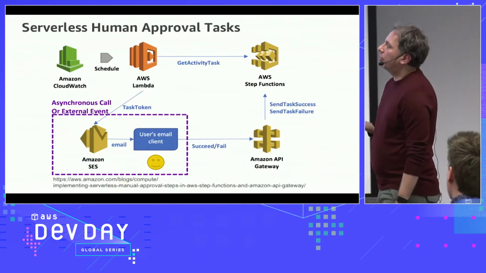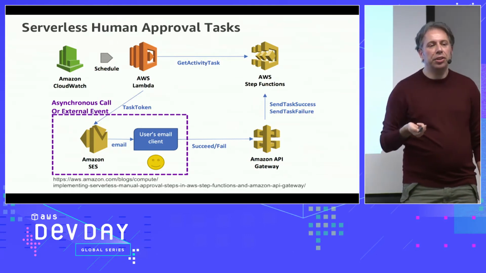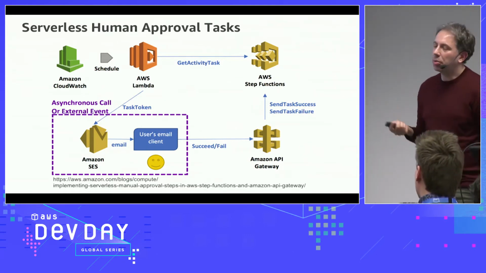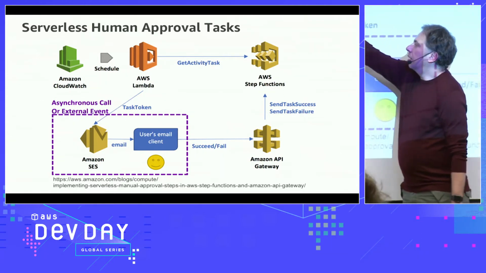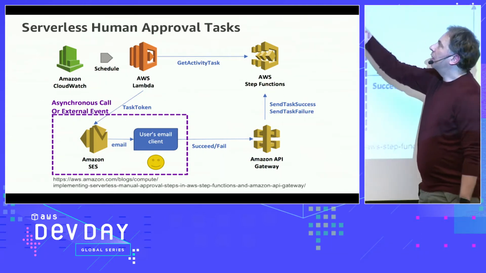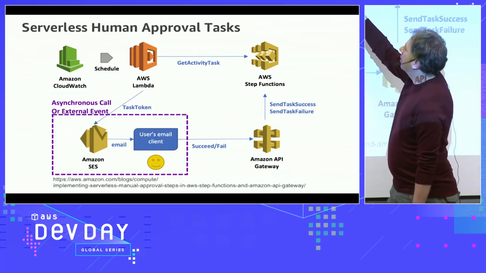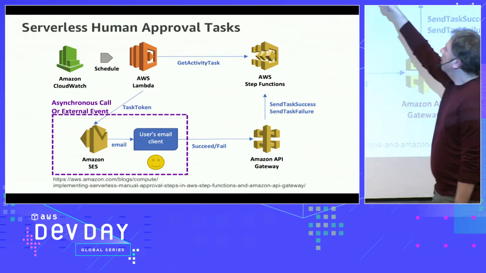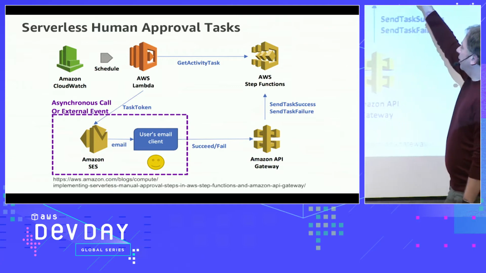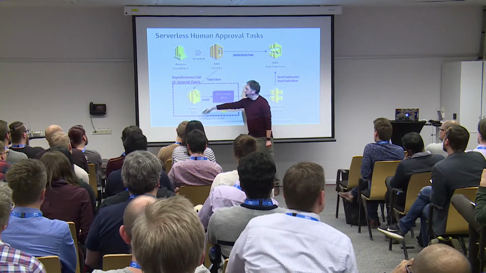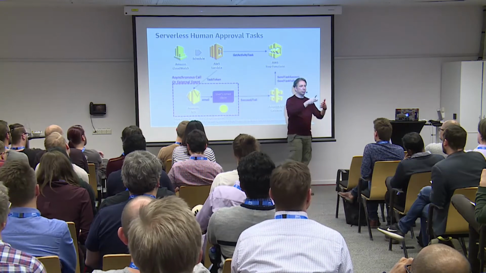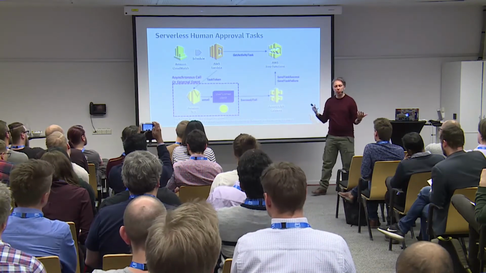This is an example of how you can use Step Functions to do a human approval task. Basically, you can have, for example, CloudWatch that can schedule a Lambda function. The Lambda function can, on one side, create an activity task here, and on the other side, send an email. The email goes to the user who has some decision to take. He can approve or not approve something.